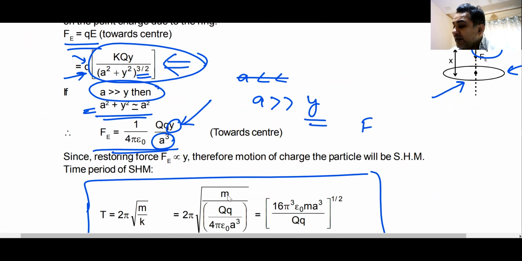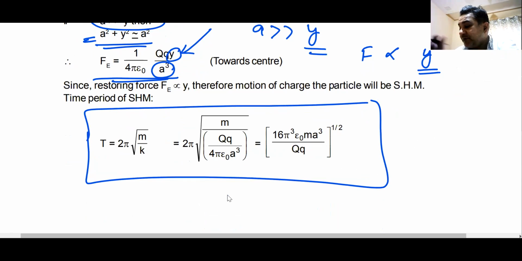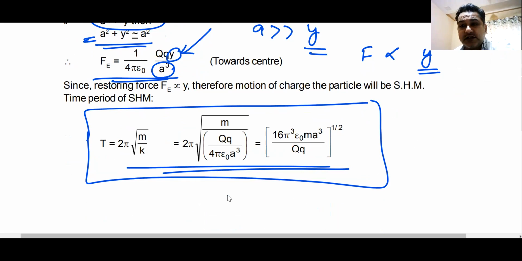So F is directly proportional to Y, which is the displacement from the mean position on the Y axis. This becomes the equation of SHM. We put it and we get the equation of SHM, and we get the time period. Am I clear now? This is how you can solve any question on SHM. This is how you solve them.